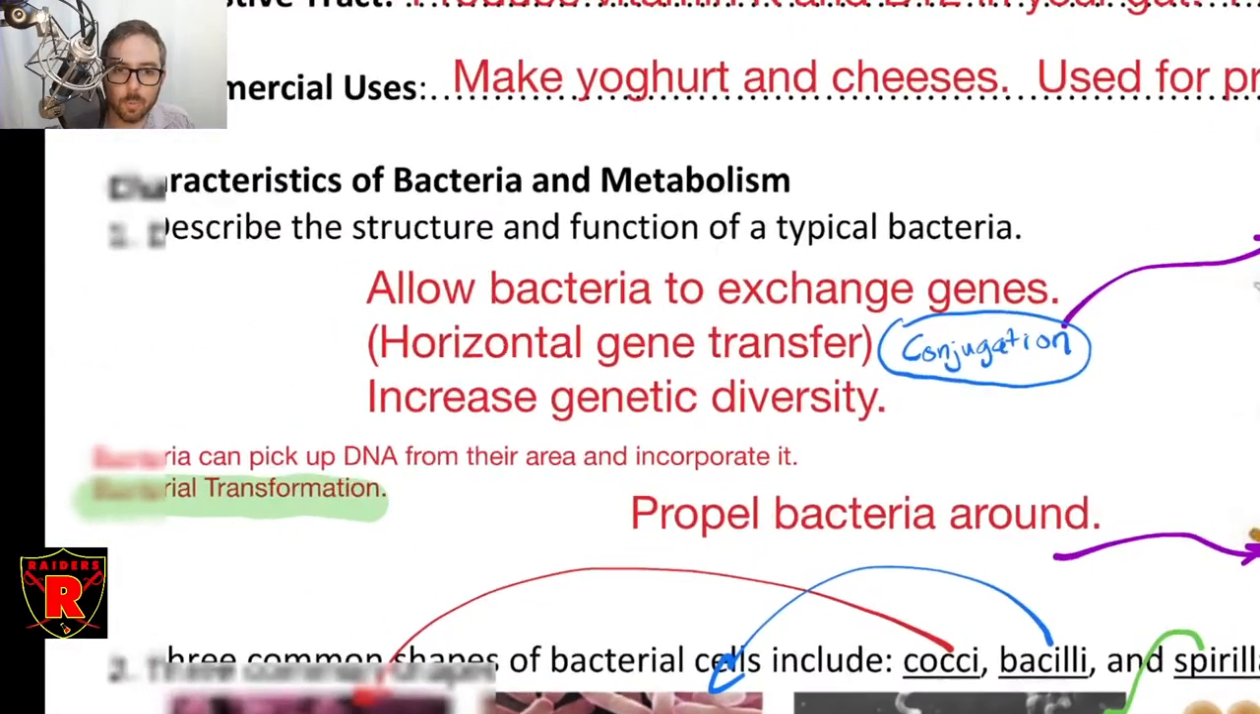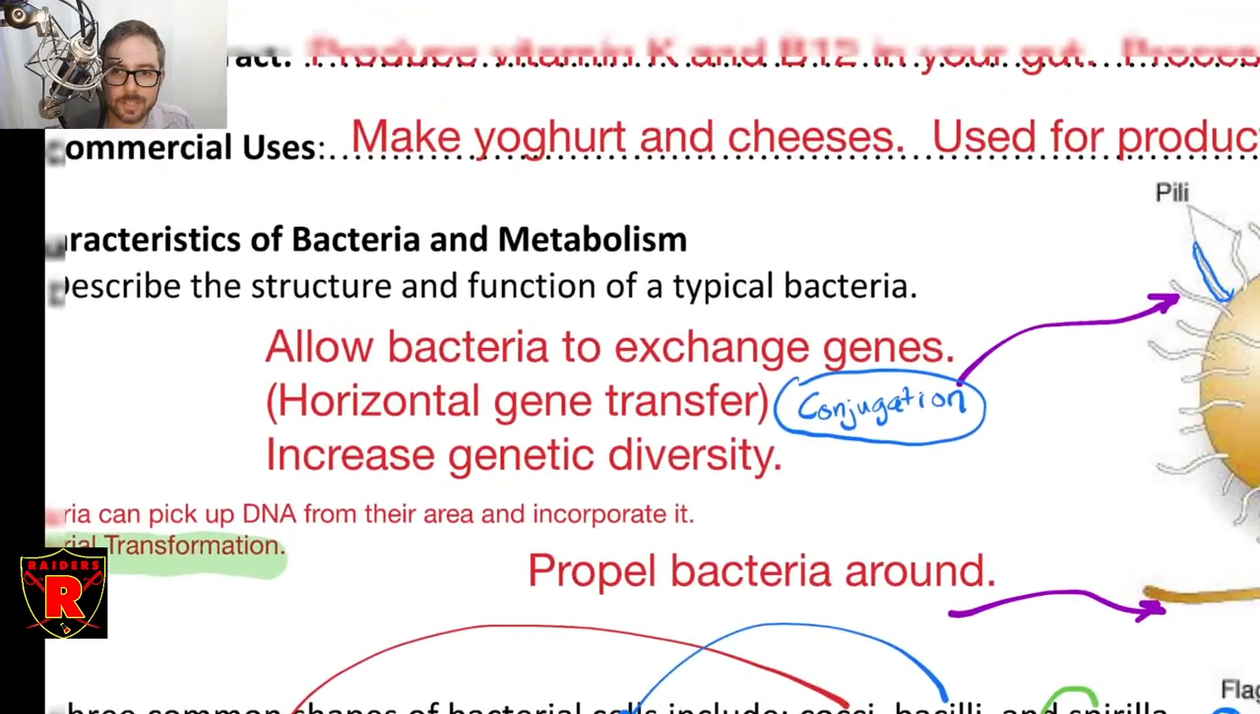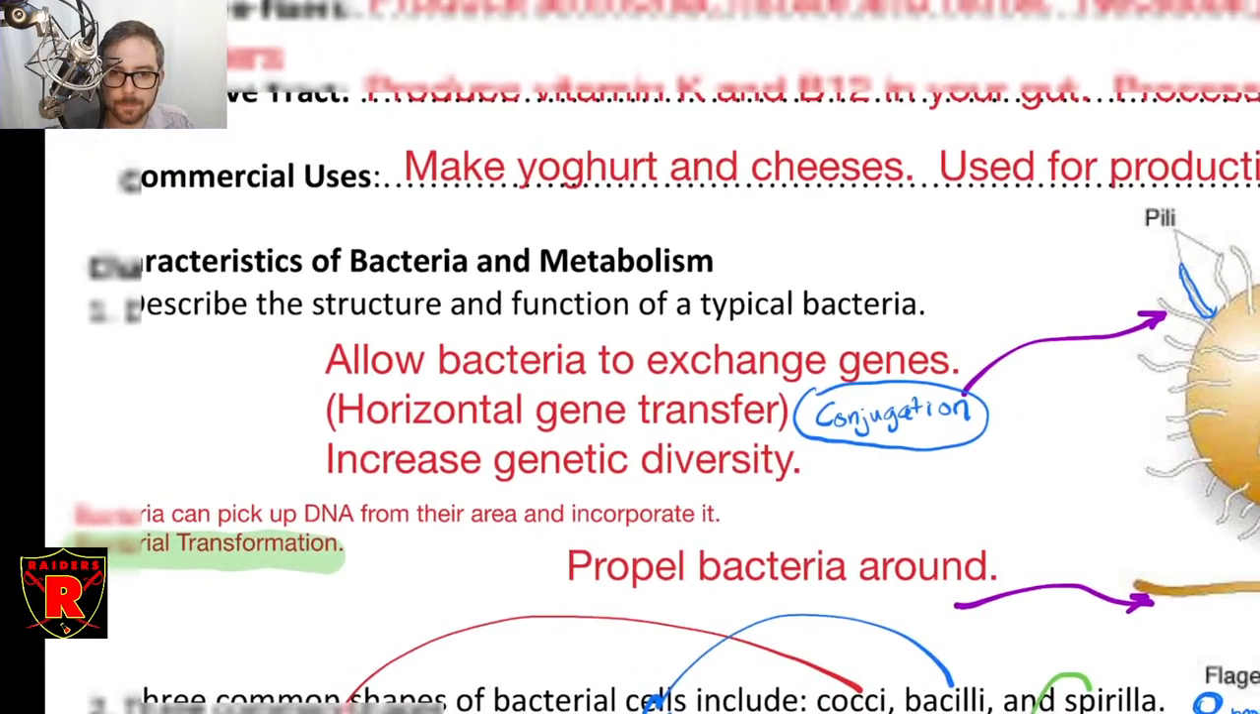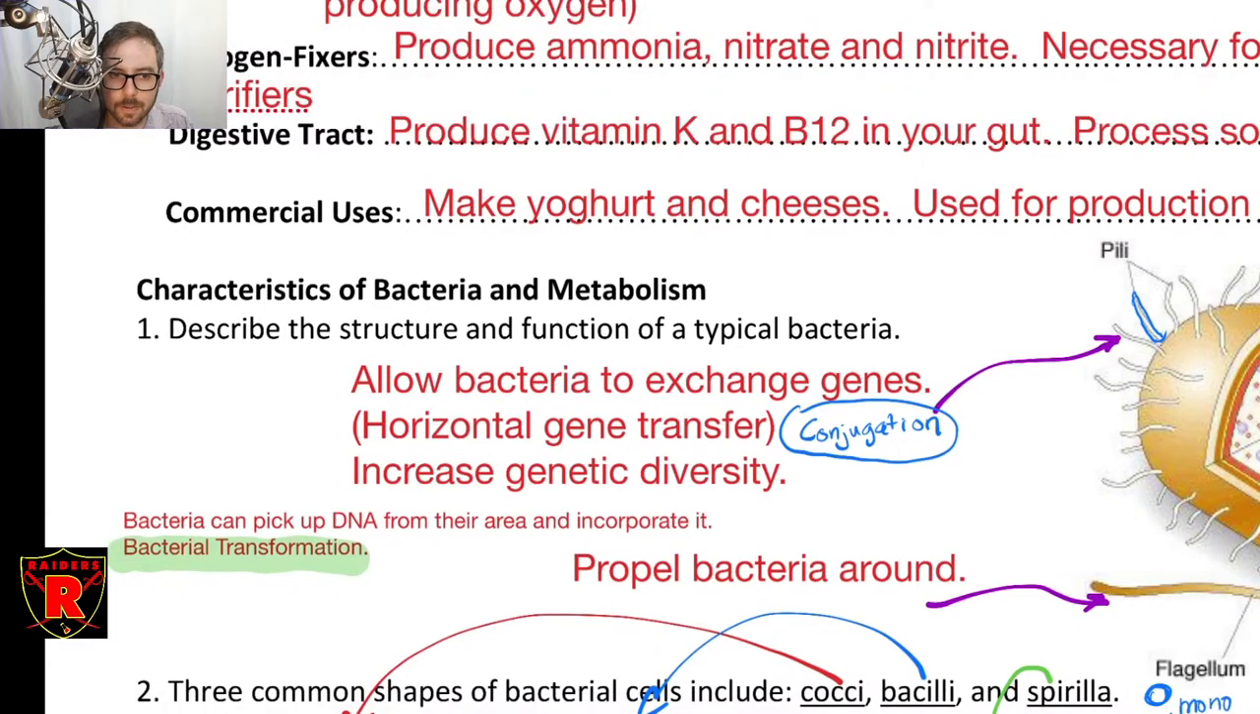And so I mentioned this over here, that there are these little structures on the outside called pili. I'm going to zoom out a little bit here. And those pili are how the bacteria actually exchange genes with their neighbors. When they give a piece of their DNA to a neighbor, it's called bacterial conjugation. I wrote it right here. Conjugation. They give some of their genes to their neighbor, and their neighbor gives some of their genes to them. It's an exchange of genes, and I mentioned it's called horizontal gene transfer.